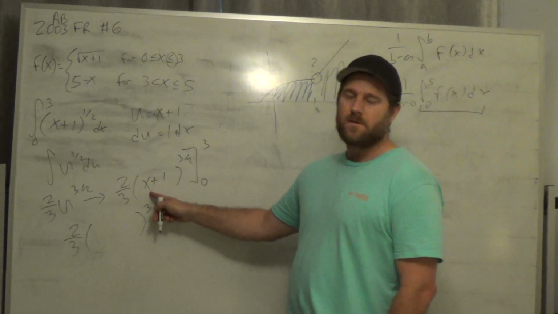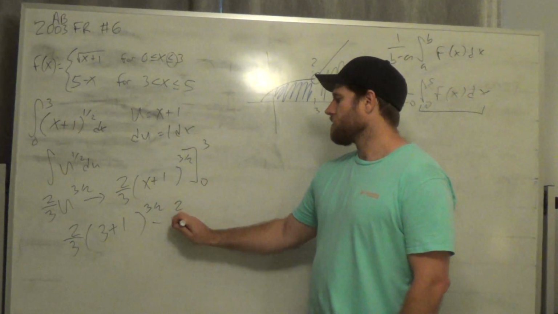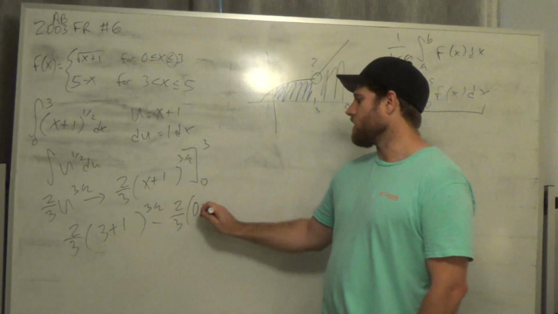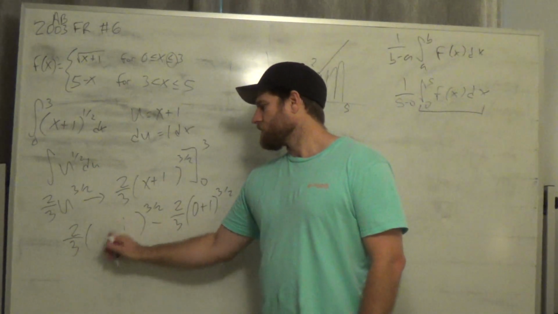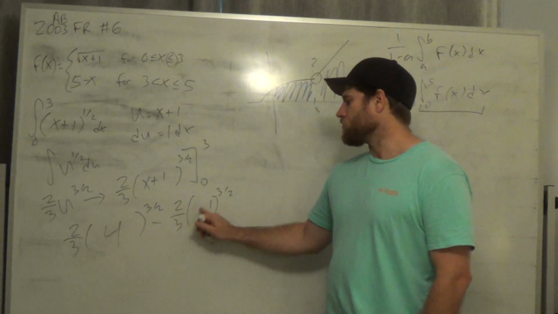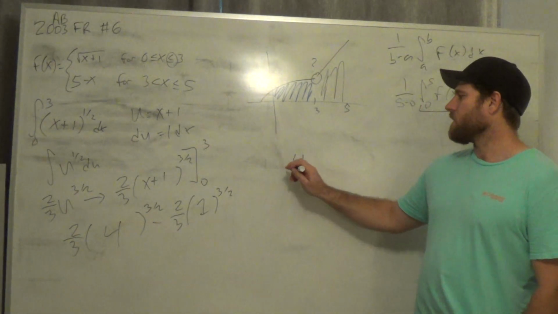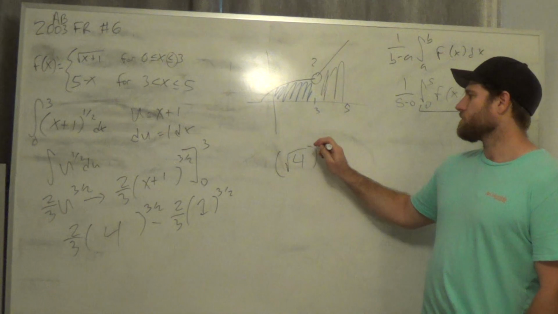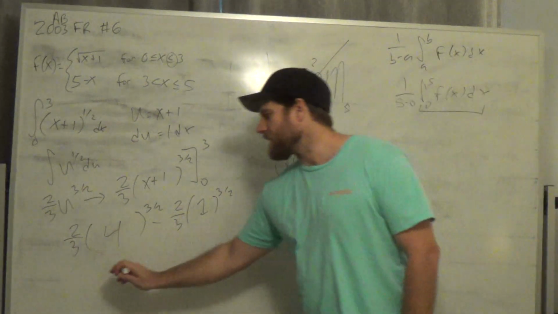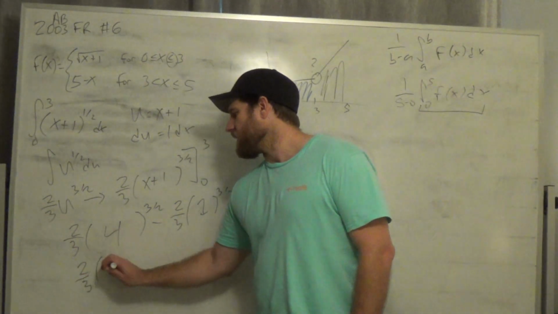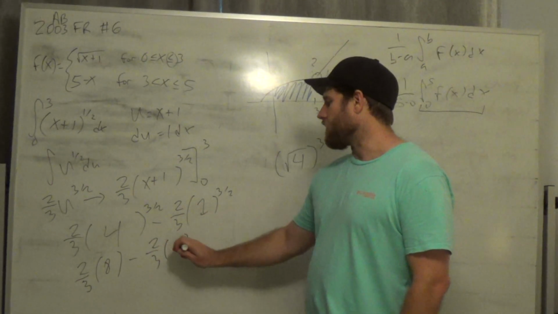When I put a 3 in here, 3 plus 1, obviously that's going to be a 4, minus. And I put a 0 in here, 0 plus 1, obviously it's going to be a 1. So I'm going to change this now to a 4. And I'm going to change this to a 1. Now let's deal with 4 to the 3/2 power. 4 to the 3/2 power, I am going to do it in this order. I'm going to square root first and then bring it to the 3rd power. So that's 2. 2 to the 3rd power is 8. So here I get 2/3 of 8 minus 2/3 of, and 1 to any power is 1.